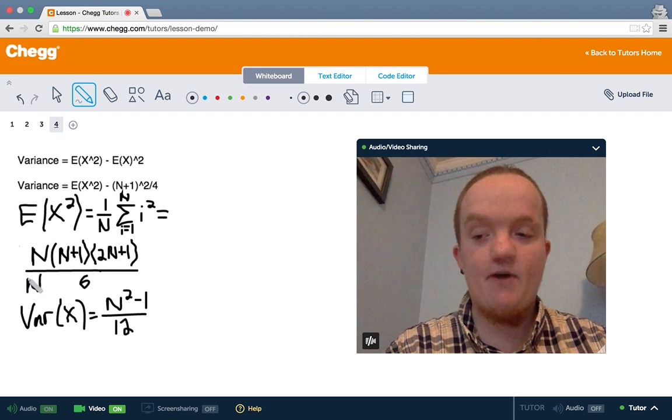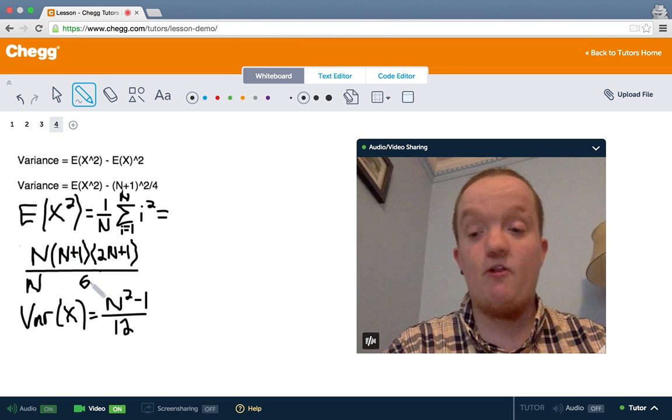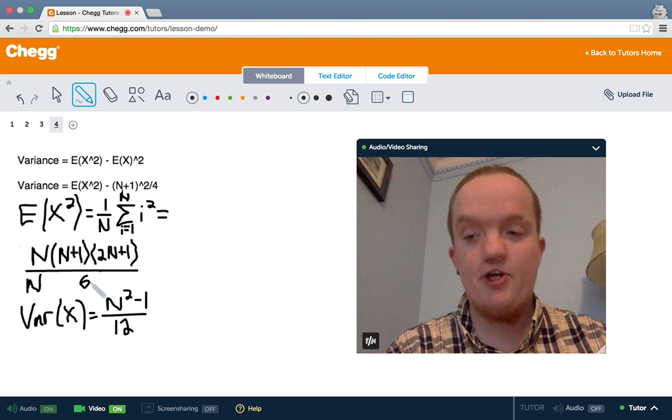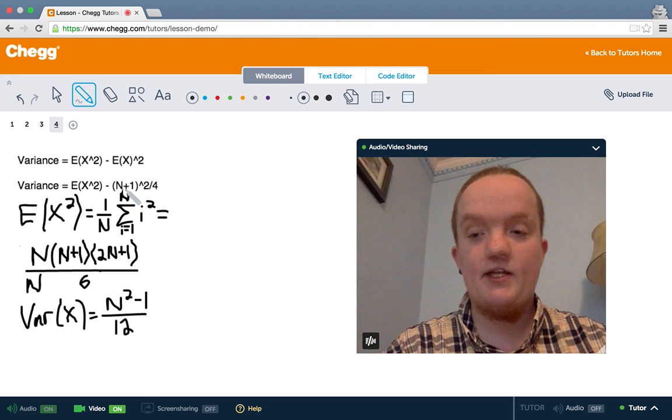Again, we're dividing that by that constant n that we see outside the sum, and that means that the expected value of X squared is n plus 1 times 2n plus 1 over 6. If we do a little more algebra, which I'm not going to bother showing you, subtracting the n plus 1 squared over 4, we get that the variance is n squared minus 1 over 12.